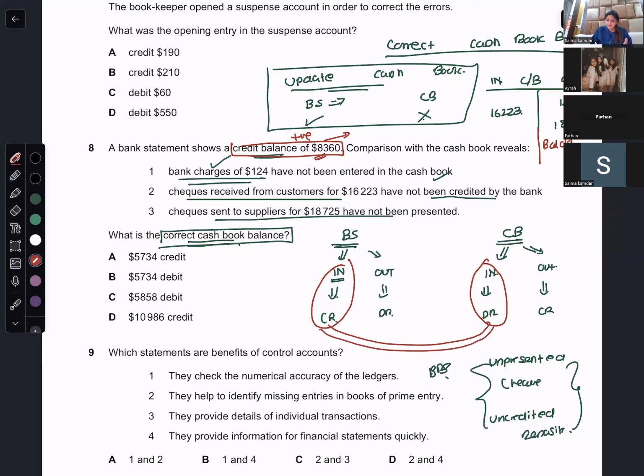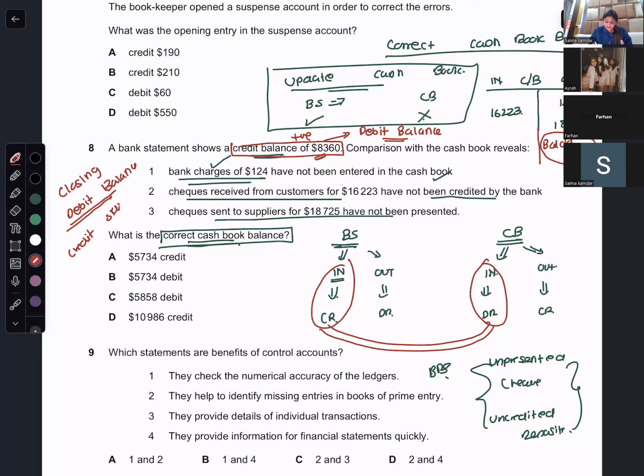So it's going to be a debit balance in the cash book. If it is going to be the closing debit balance in the cash book, which side will it appear on? Closing debit balance appears on the credit side. So the closing debit balance is going to appear on the credit side of your cash book. So 8360 is going to appear on the credit side of your cash book.